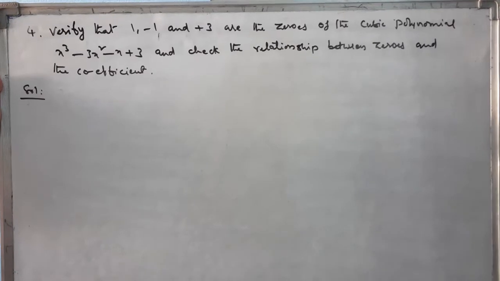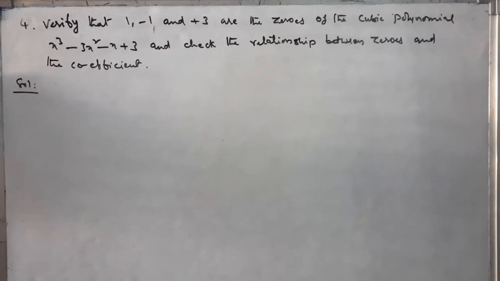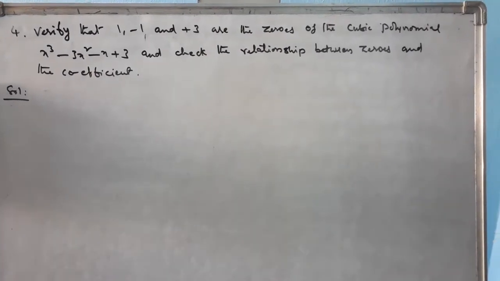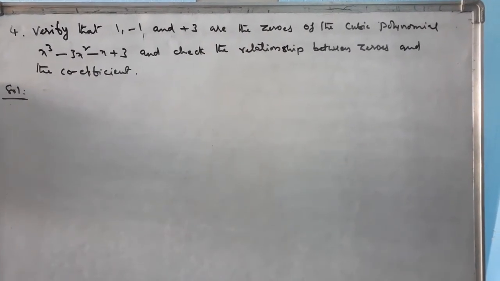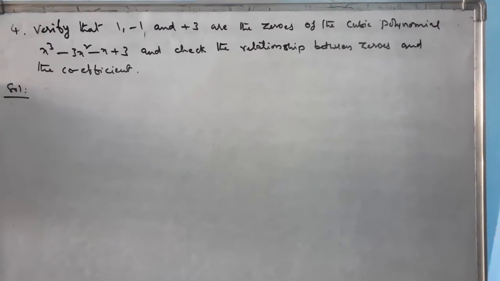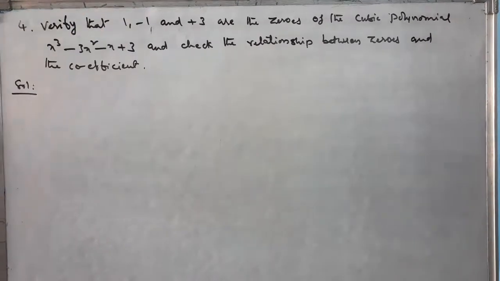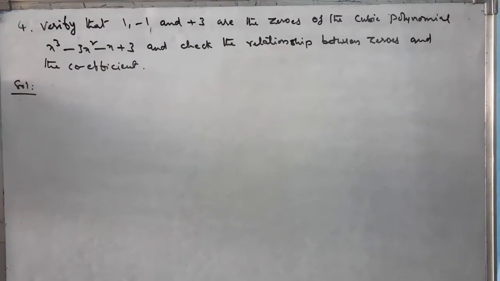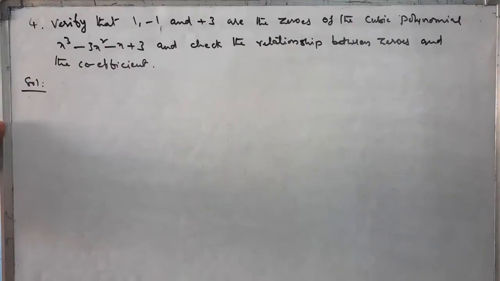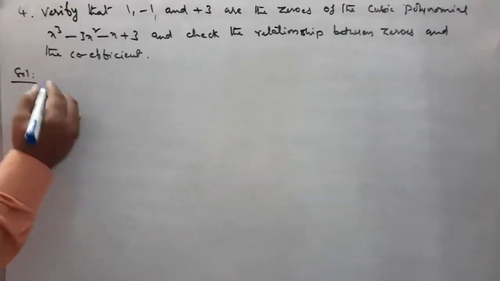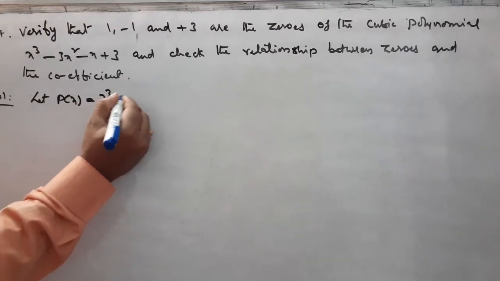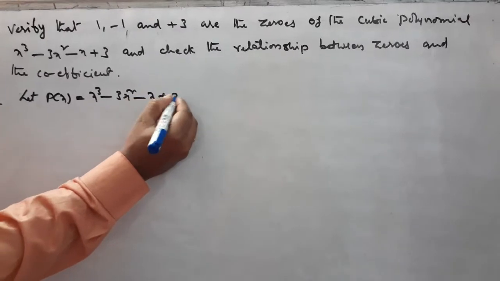So fourth problem: verify that 1 comma minus 1 and 3 are the zeros of the cubic polynomial x cube minus 3x square minus x plus 3, and check the relation between the zeros and the coefficients. First of all, we have to show that these three are the zeros of the polynomial. Later we have to take the relation between the zeros and coefficients. Now I am taking this as p of x. Let p of x is equal to x cube minus 3x square minus x plus 3.